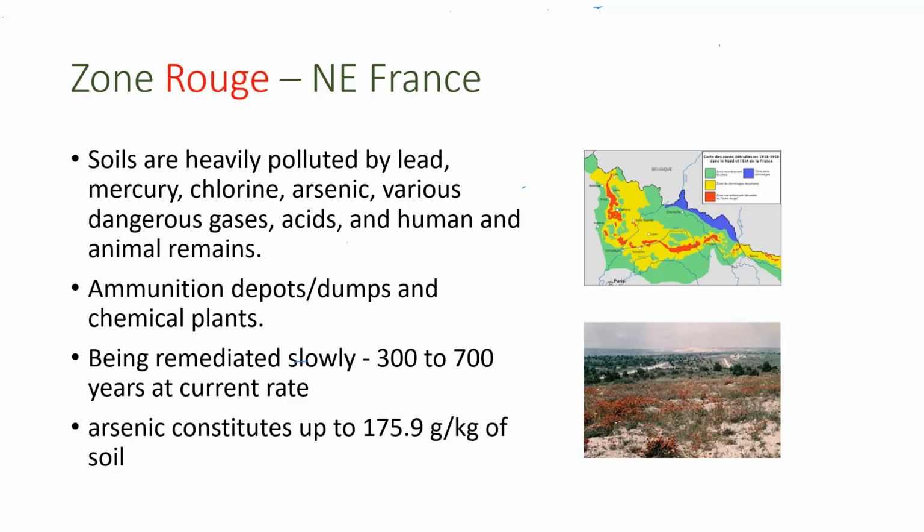So this is extremely contaminated land, and France is trying to remediate that land, but it's happening very slowly. So that involves removing unexploded munitions or ordnance and cleaning up the soil. The rate that it's happening is very slow, and if that continues, looking at the total area, it would take another 300 to 700 years to clean up Zone Rouge.